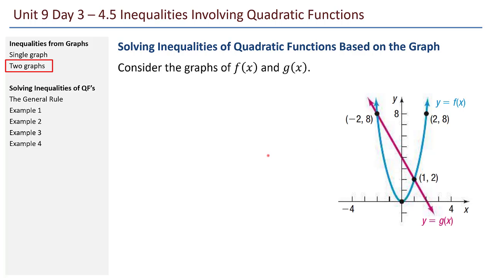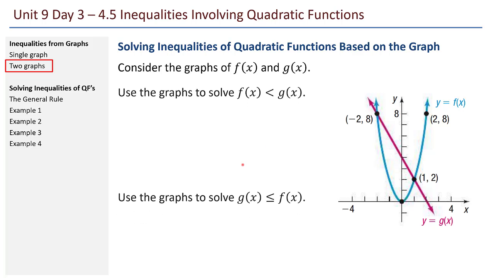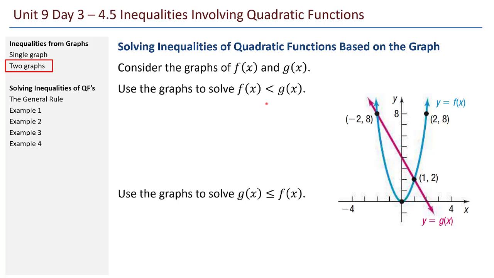Here's another question that involves two functions, f and g. In this picture, f is the parabola, g is the straight line. Use the graphs to solve f of x less than g of x. So f is the parabola, g is the line. Where is the parabola less than the line? And I really mean the y values. So I'm shading it now. These are the points on the parabola where the y value is less than the y value of g. So these are the points where f of x is less than g of x.